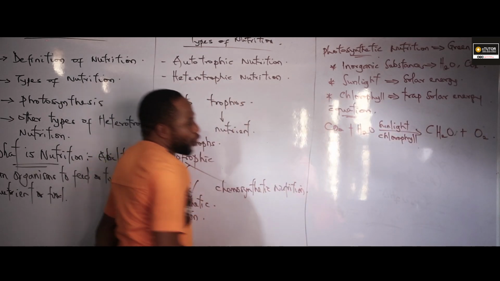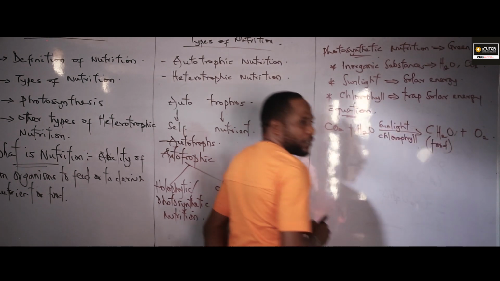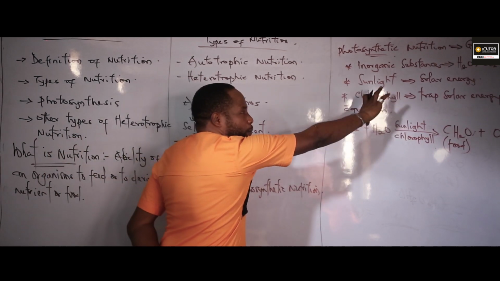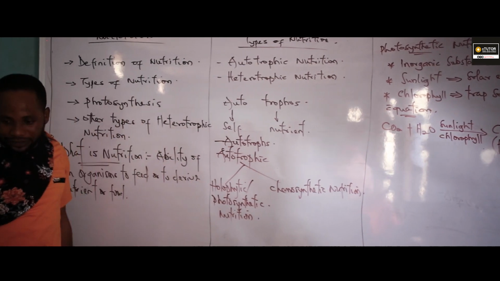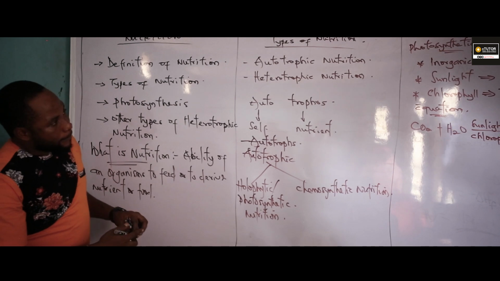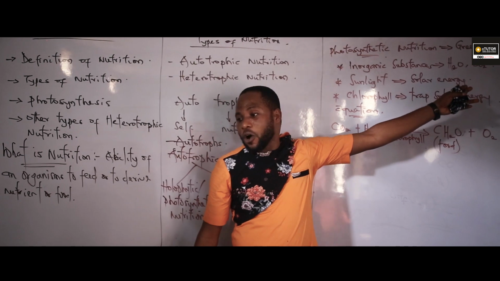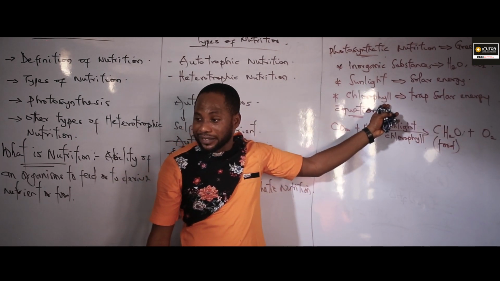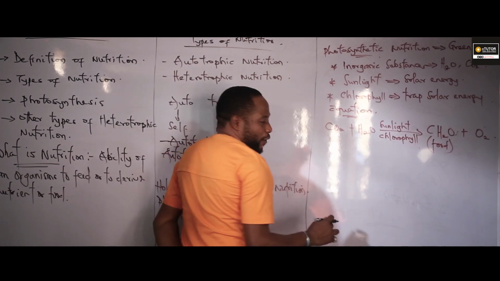Do you understand that? So this is the food produced by green plants. The process of this production of food is referred to as photosynthesis. That's the reason why photosynthesis is defined as the manufacture of food using water and carbon dioxide in the presence of sunlight, which is trapped by chlorophyll. Do you understand that?